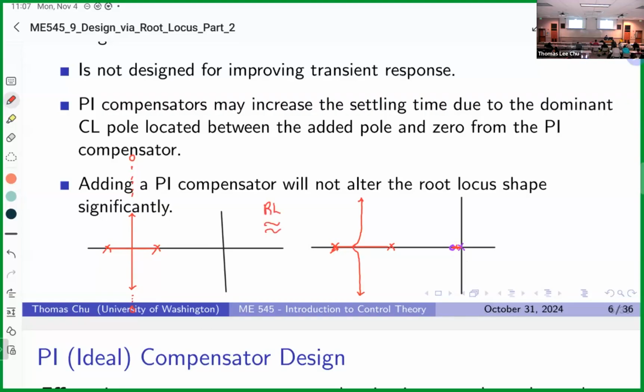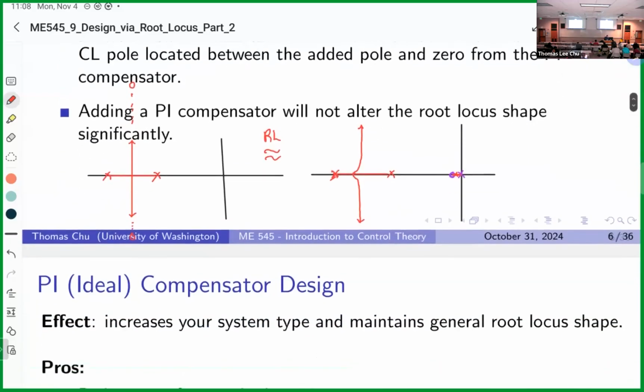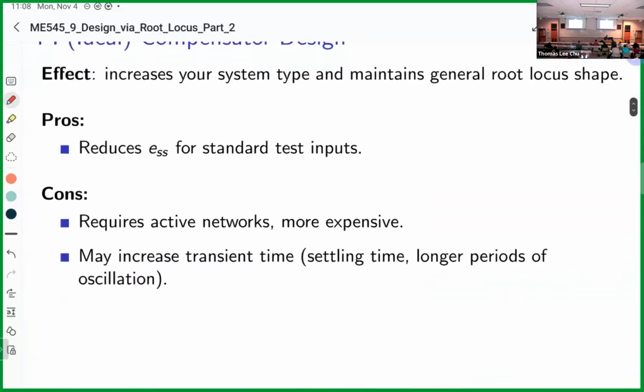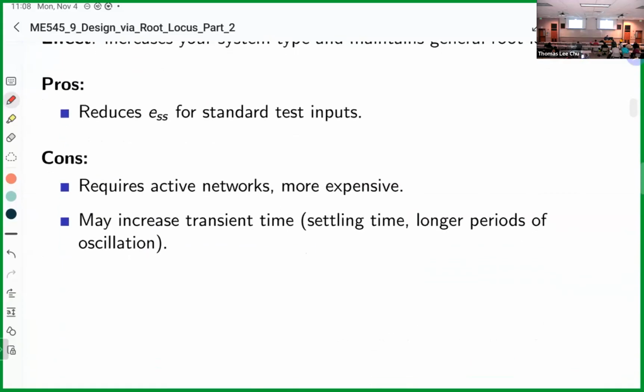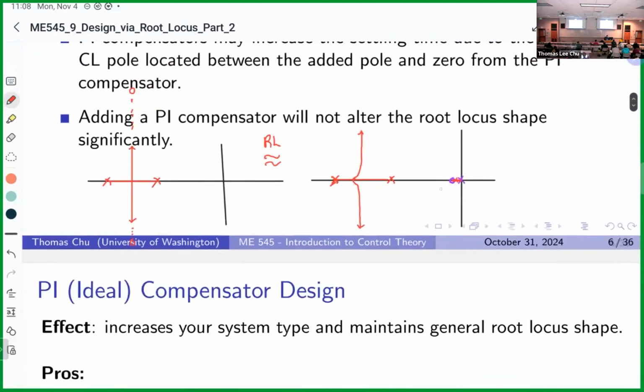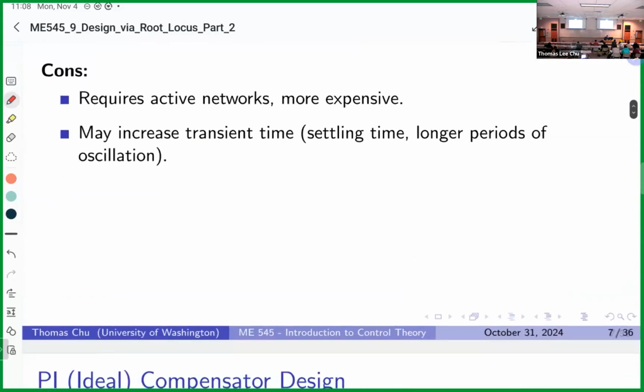So that's what a PI compensator does. It does not affect the root locus shape significantly, but it does increase the system type. By doing that, we reduce our steady state error to 0 or constant for standard test inputs. It requires active networks and may increase your transient time. I'll talk more about how it does that, because by having this here, we now have a closed loop pole really close to the origin, which makes it have a very slow transient response time, but it's not that big of a deal. I'll show you why with an example later.